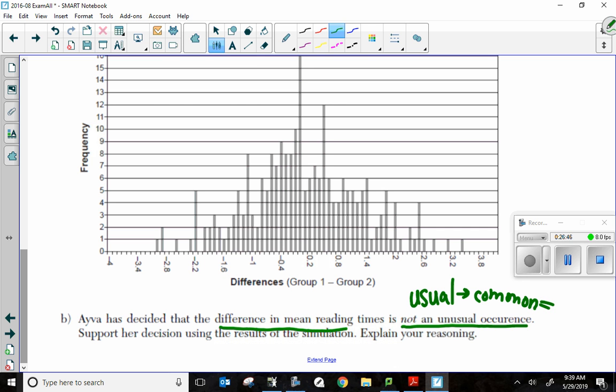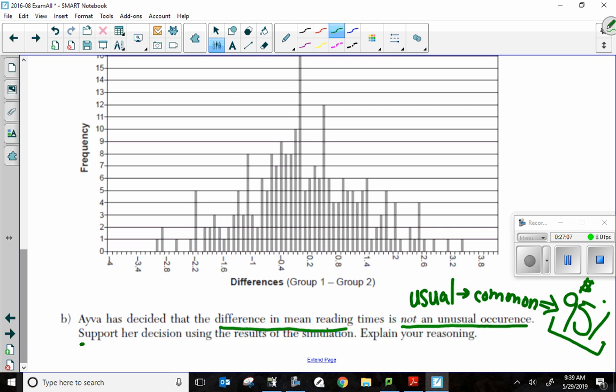That means it is in the 95% moneymaker. If it is a usual or common occurrence, that means it's not unusual. That means it's in our 95% moneymaker. Okay? Bang, bang. All right, now it says support her decision.